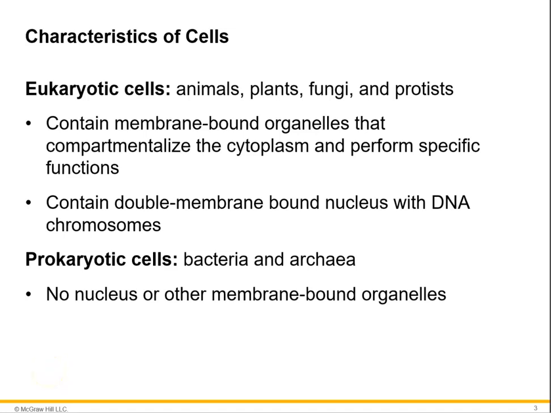So we've talked a little bit about the difference between eukaryotic cells and prokaryotic cells, but we'll go over it again. Eukaryotes are going to be animals, plants, fungi, protists, basically any living thing other than bacteria and archaea. Eukaryotes contain membrane-bound organelles, and they also contain a double membrane-bound nucleus. So they're very structurally complex cells. Prokaryotic cells, on the other hand, we said are going to be bacteria and archaea. They don't have a membrane-bound nucleus or any other membrane-bound organelles. They are much simpler cells.